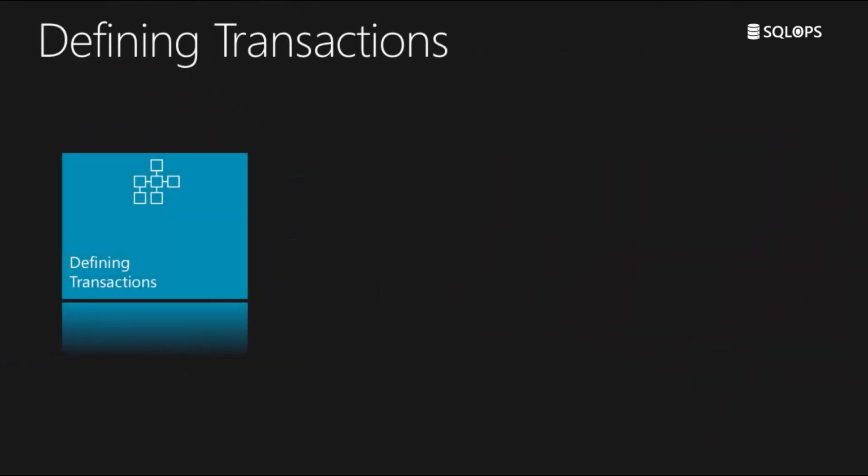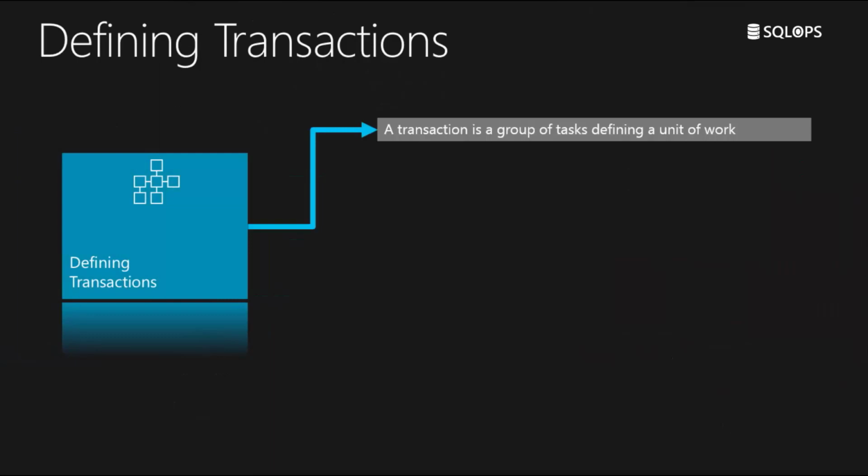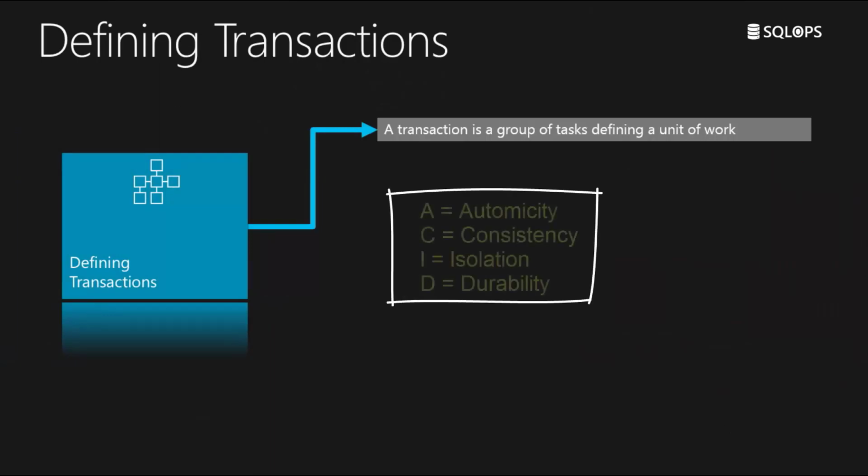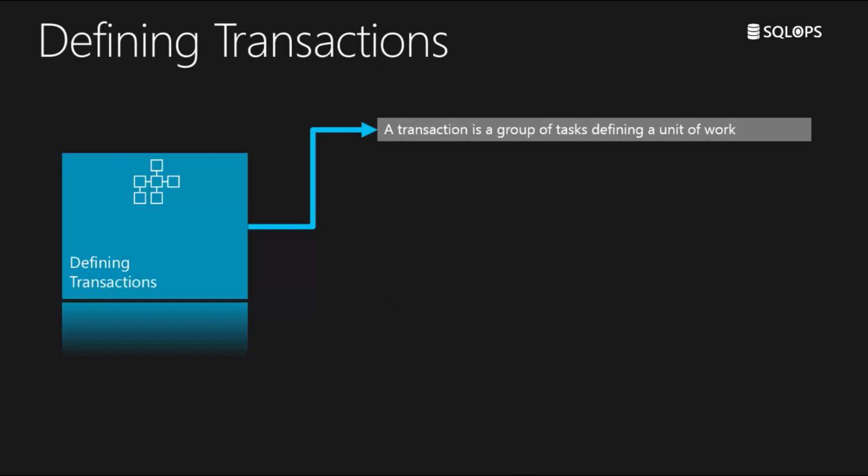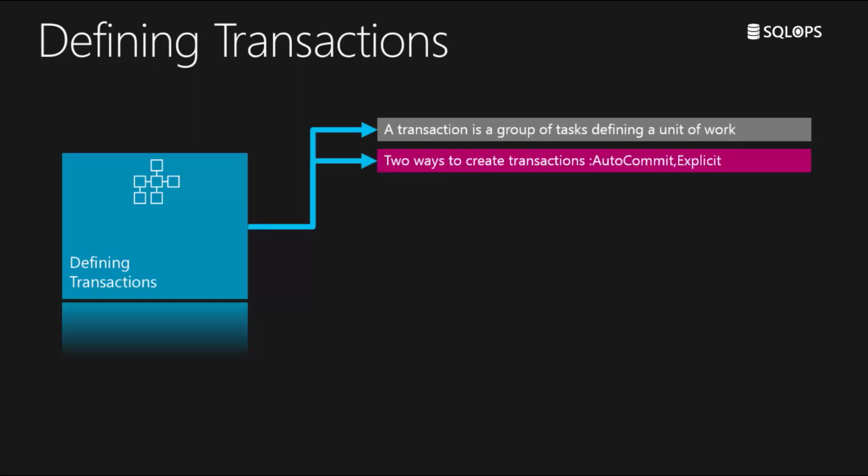A transaction is a sequence of T-SQL statements performed in an all-or-nothing fashion by SQL Server. Transactions ensure that the properties of atomicity, consistency, isolation, and durability are followed so the data is correctly committed to the database. A transaction extends a batch from a unit submitted to the database engine to a unit of work performed by the database engine. Transactions are commonly created in two ways: auto-commit and explicit.